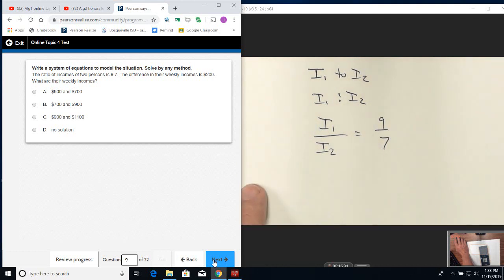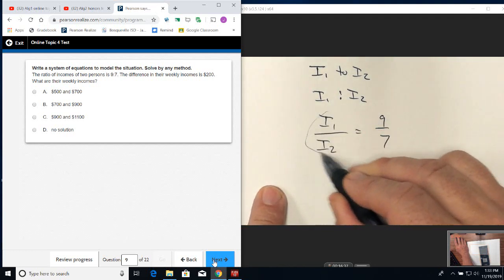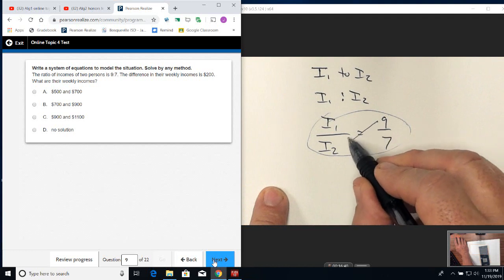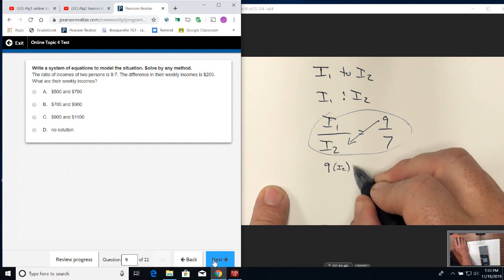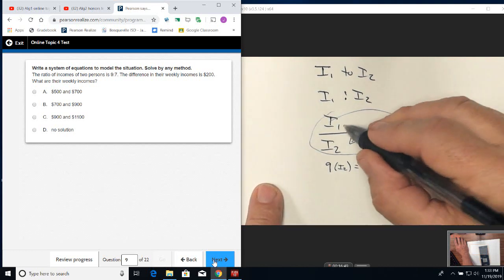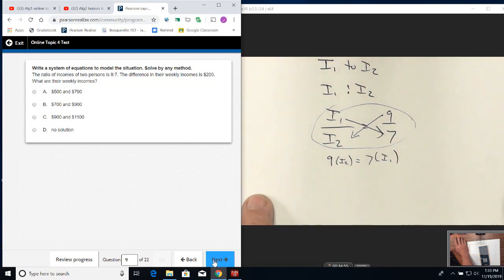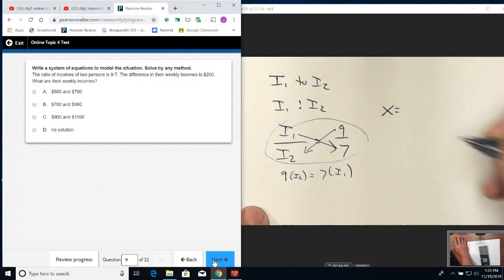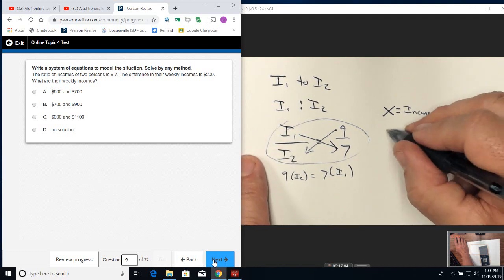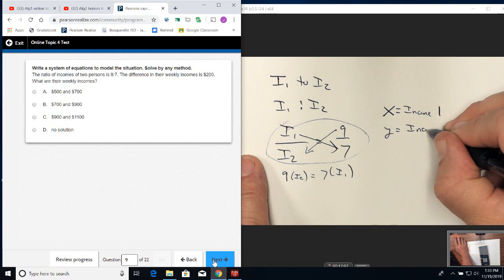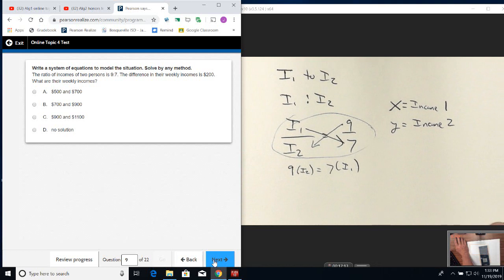Can you write an equation for that? Well, to write an equation for that, look. If this is a proportion, to write an equation or to solve a proportion, I can use the cross products. So 9 times income 2, or person with income 2, is equal to what? 7 times income 1. So what if I want to use x and y for this? Let's let x be equal to income 1. And y is equal to the income. You know what income is, how much money a person makes. Income 2. You got it?